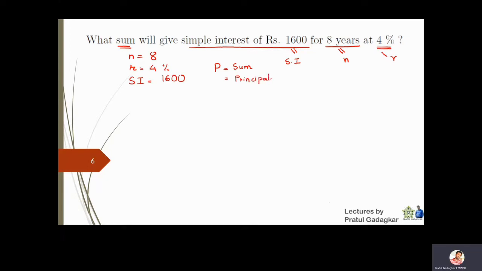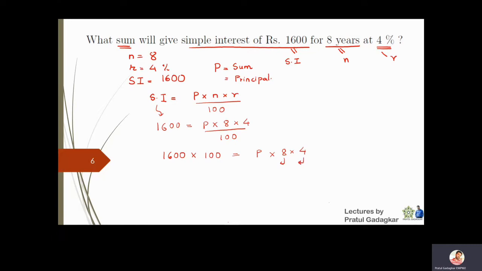So we will use the formula for simple interest. Simple interest is equal to P into N into R upon 100. Simple interest is how much? Simple interest is 1600. So I will write 1600 here equal to P, we don't know, so P we will write as it is. N is 8, R is 4 upon 100. So now this 100, when I bring it to the left hand side, it will multiply 1600. So I will get 1600 multiplied by 100 is equal to P multiplied by 8 multiplied by 4. This 8 and 4 will go and divide on the left hand side, so I will get 1600 multiplied by 100 divided by 8 multiplied by 4, which is equal to P alone.